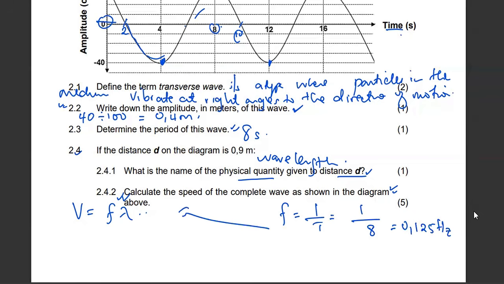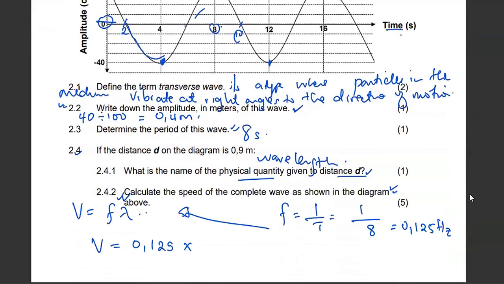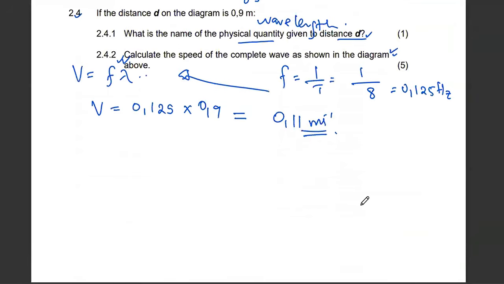Then let's substitute that in. So v is going to be our frequency, which is 0.125, and then the wavelength, we saw the distance, they told us it is 0.9. So 0.9. So this ends up with 0.11 meters per second. Okay, so that is 2.4.